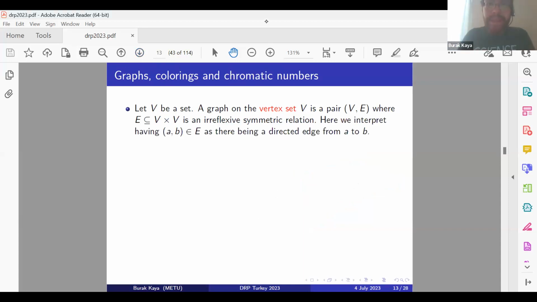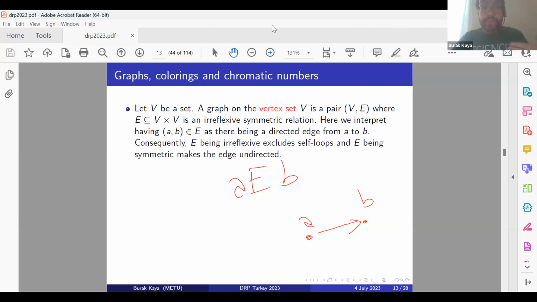Because if A and B are related under this relation, you want to interpret this as there being a directed edge from A to B. Now, if this relation is irreflexive, what do you exclude? You exclude self loops. You don't want self loops in a graph. So you want this relation to be irreflexive.